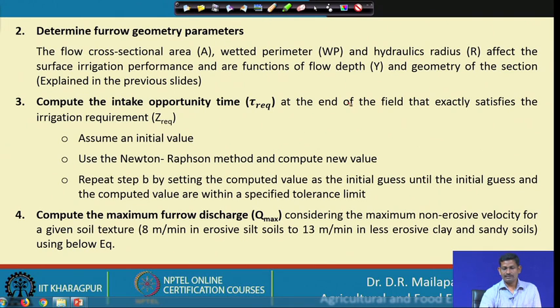Okay. So, that is rho 1 and rho 2 you will find out, and compute the intake opportunity time. I just explained a few slides back how to estimate Z required, and then compute the maximum furrow discharge, that is Q max. This is based on the non-erosive flow velocities, which differ from soil to soil, for a particular soil type. So, what would be the maximum flow rate so that it does not cause any erosion.